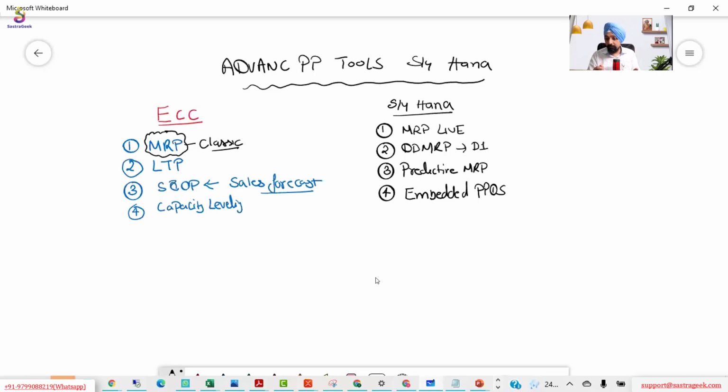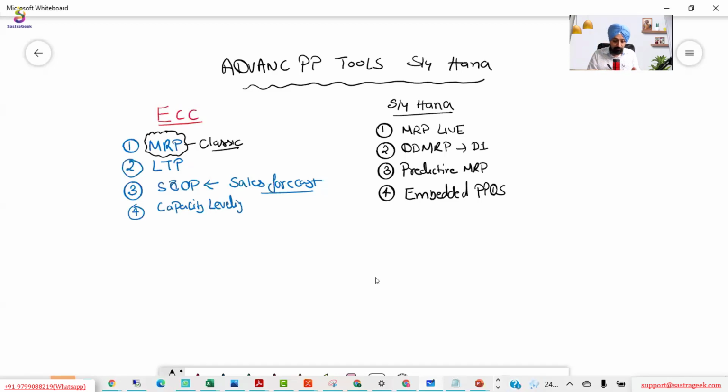Then we have a predictive MRP. Earlier we were having long-term planning. Now the long-term planning would be replaced by the predictive MRP, where the earlier capacity level things we will be able to do in the predictive MRP. Pankaj would be talking more about that.